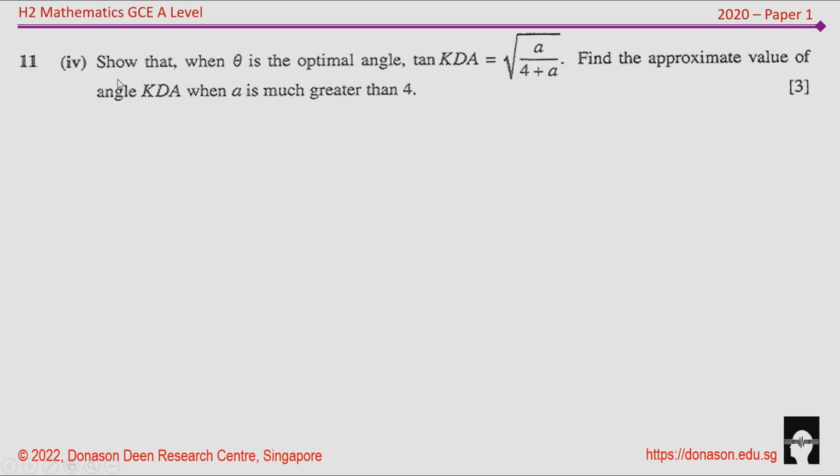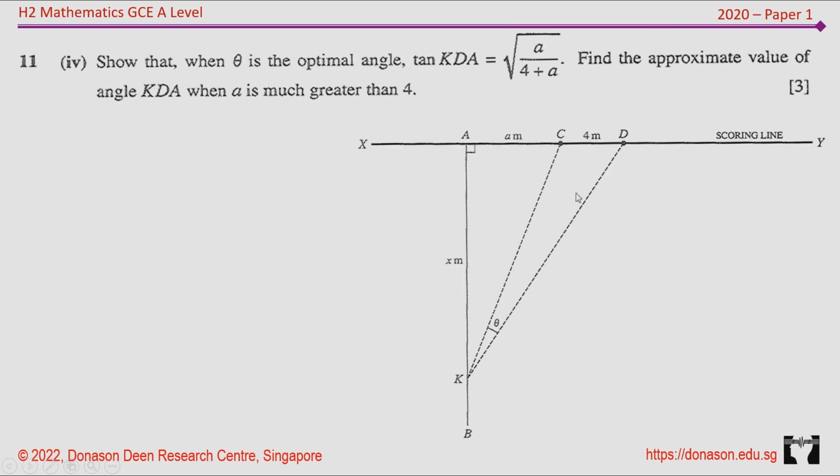Now for part 4, it says show that when angle theta is the optimal angle, tangent of the angle KDA is equal to the square root of a over 4 plus a squared, and we are also asked to find the approximate value of the angle KDA when a is much larger than 4, right? So now let's bring back the diagram here. Tangent KDA, okay, refers to this triangle here, KDA.